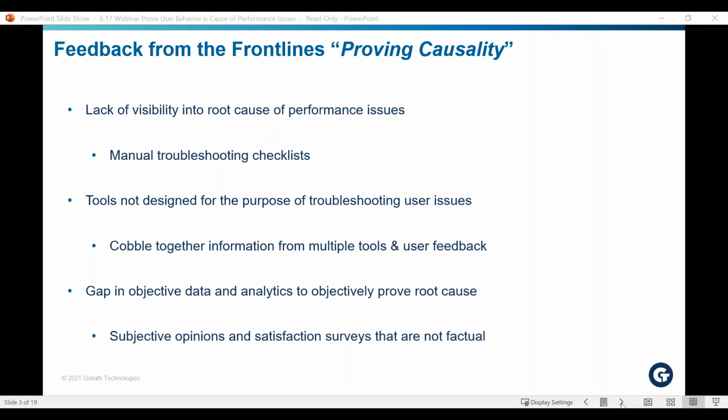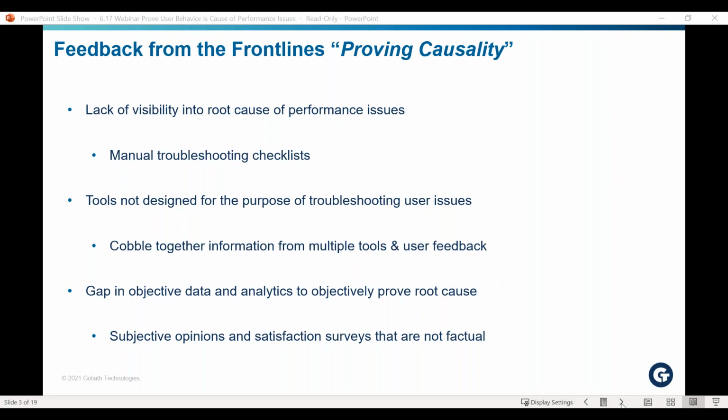And when we talk to them about the challenges, and the reason I go through this, it gives you a bit of a backdrop for how we built out this functionality. Some of it's very recent as well. And they tell us that the reason it's difficult is because there's a lack of visibility into the root cause of performance issues.